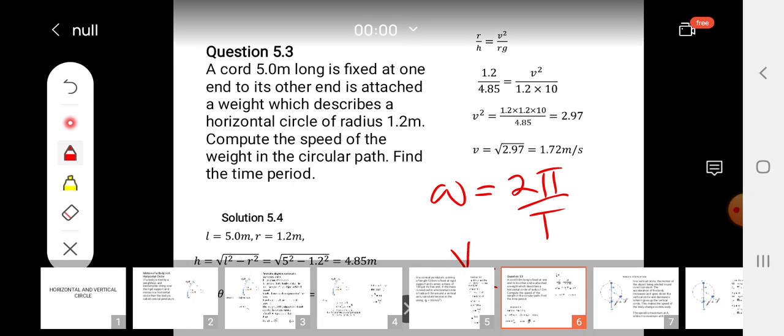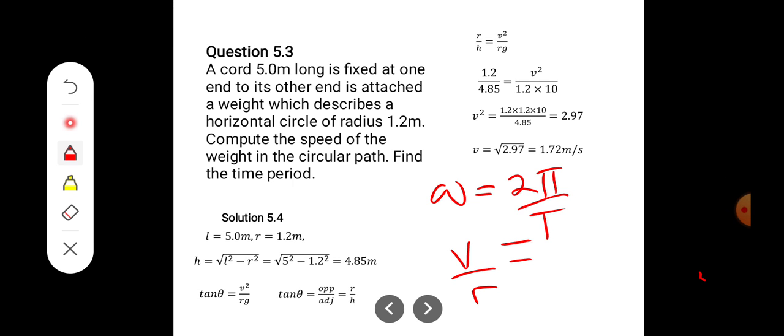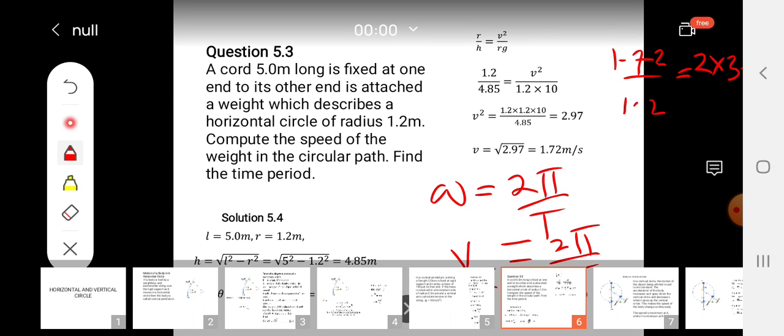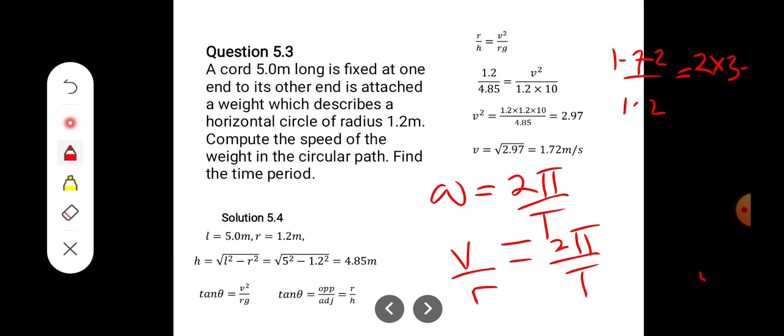So that is equal to 2 pi all over period. If we make substitutions here, your v is already 1.72, divided by your r. The r here is 1.2, equal to 2 times your pi, which is 3.14, divided by T. Period is what we're looking for.